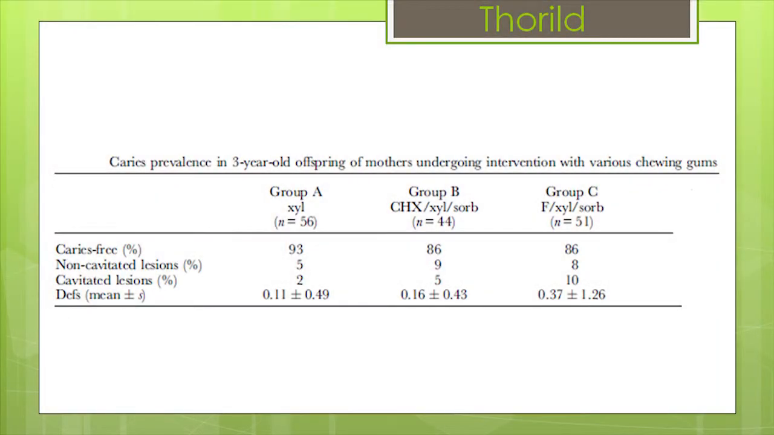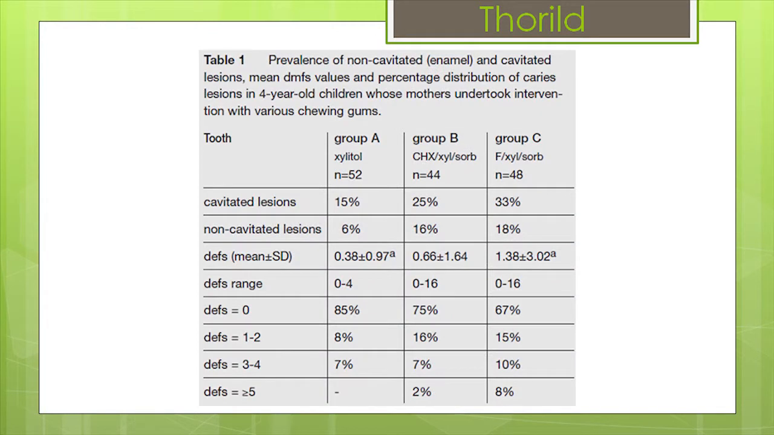And when you look at 3-year-olds in the Swedish study, you can look at DEFS. It's just a term, it's how many decayed surfaces of baby teeth. And you can see in group A, the average DEFS is 0.11, low is good. And as you move through to less xylitol concentrated gums, you've got more dental decay in the 3-year-old children. It's a similar slide for 4-year-old children. Again, much less decay. Only 15% of the group of the children whose mother consumed the xylitol had dental decay, compared with much higher in the other 2 groups.